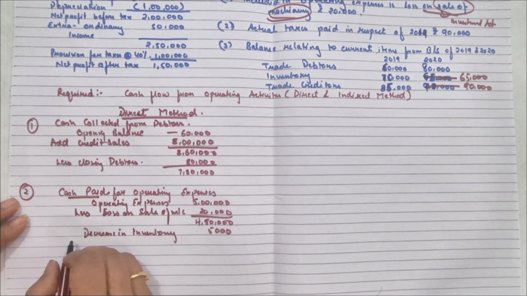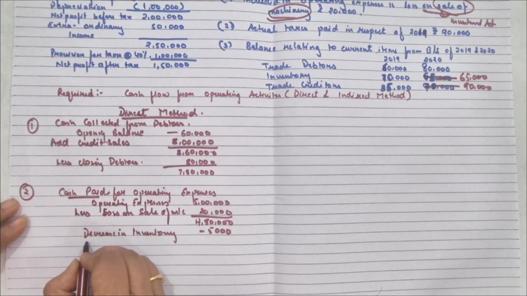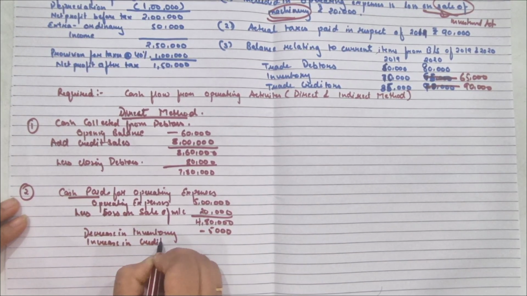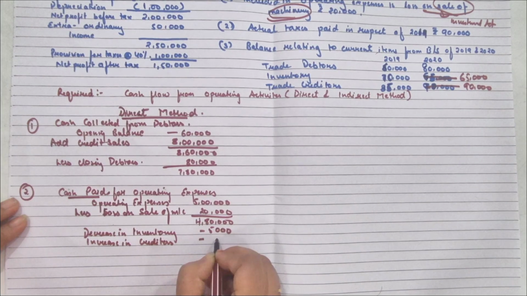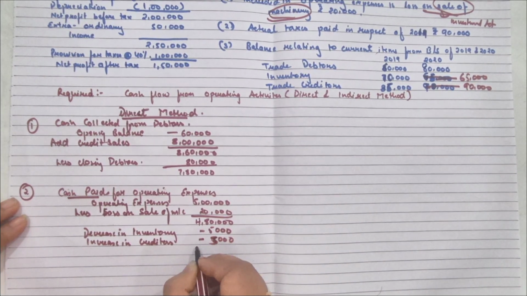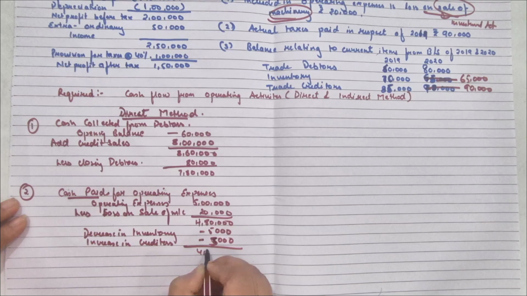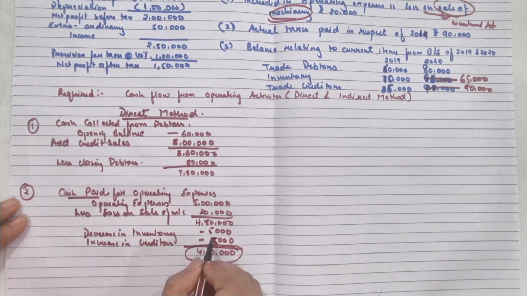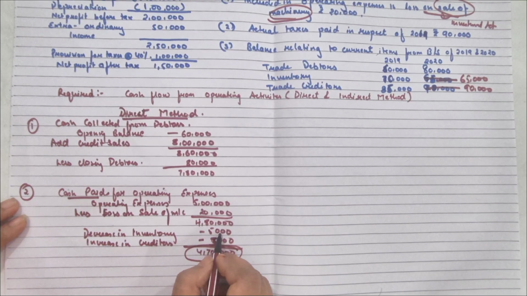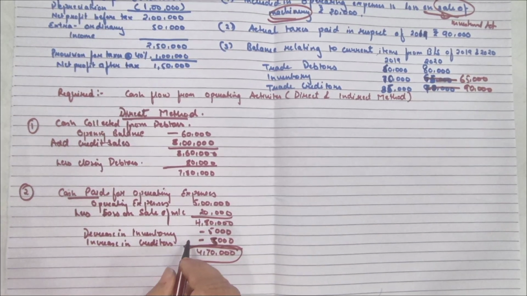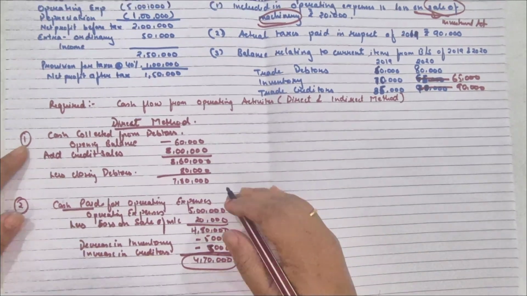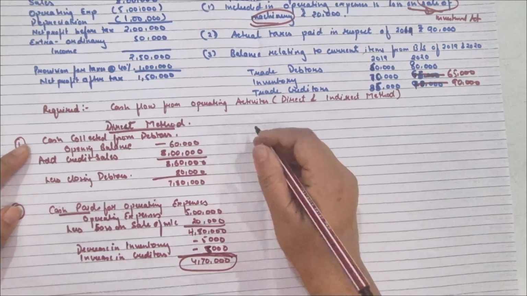So we will subtract this, and the increase in creditors means that we must have saved another 5,000 rupees in cash. So we will calculate this, and 4,70,000 will come as your cash paid. That's why we have decreased both these amounts. So cash paid would be 4,70,000. Now we will see how to calculate the cash flow via the direct method.